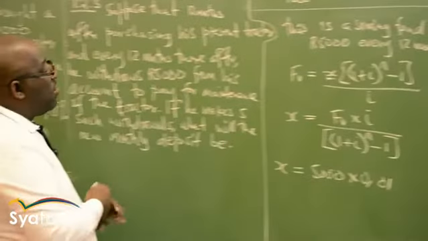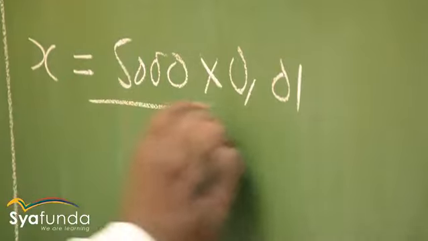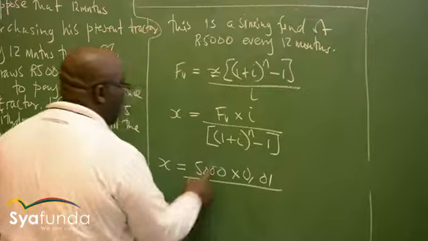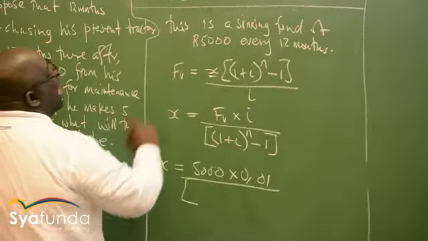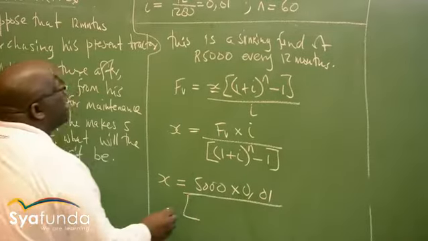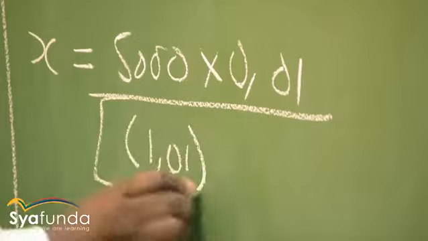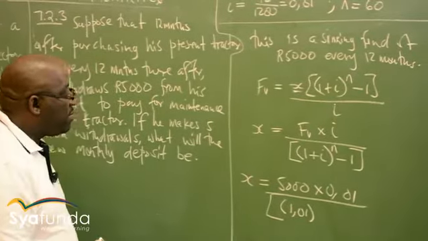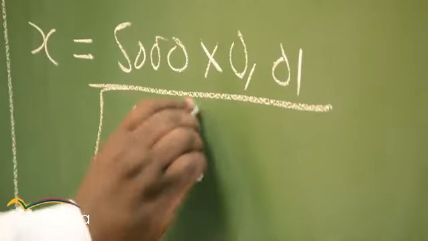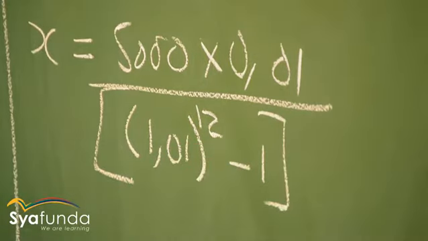12 over 1,200 compounded monthly. All right, this is all over, divided by 1 plus i. What is my i? It is 0,01. You add 1 to 0,01, it's going to be 1,01. This is my 1 plus i. For how long? It is over 12 months minus 1. All right, this is the formula.